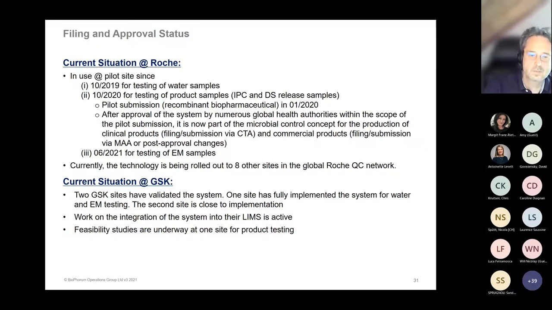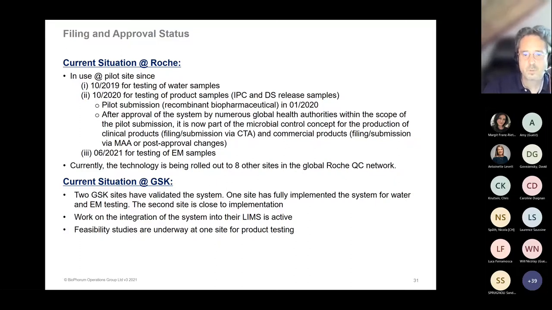We introduced the automated colony counting for water samples in October 2019. We did the exercise in 2019 for product testing, and we submitted a pilot submission for a recombinant biopharmaceutical. It was a recombinant protein, not the monoclonal antibody, but okay, this is irrelevant. We submitted it in January 2020 to I don't know how many health authorities. And after approval of the system by numerous health authorities, we started the routine testing for this specific product, and this was in October 2020.